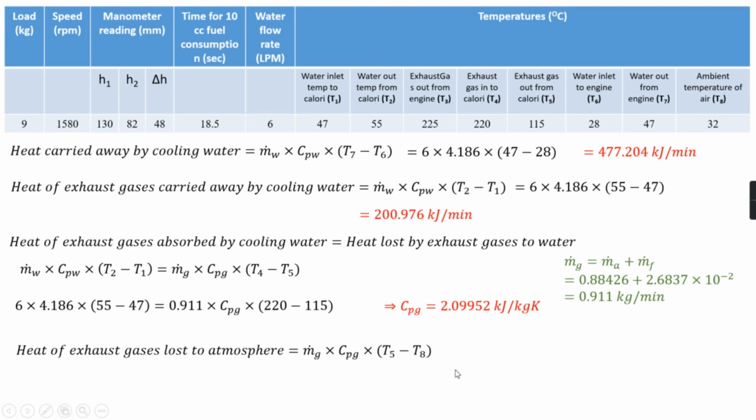So whatever the heat lost to the atmosphere is nothing but the temperature difference between these two, right? And hence that is m Cp delta T, which is equal to T5 minus T8. So that is T5, exhaust gas out from the calorimeter, minus ambient temperature. So this will give me 158.866 kilojoule per minute of heat which is lost to the atmosphere.